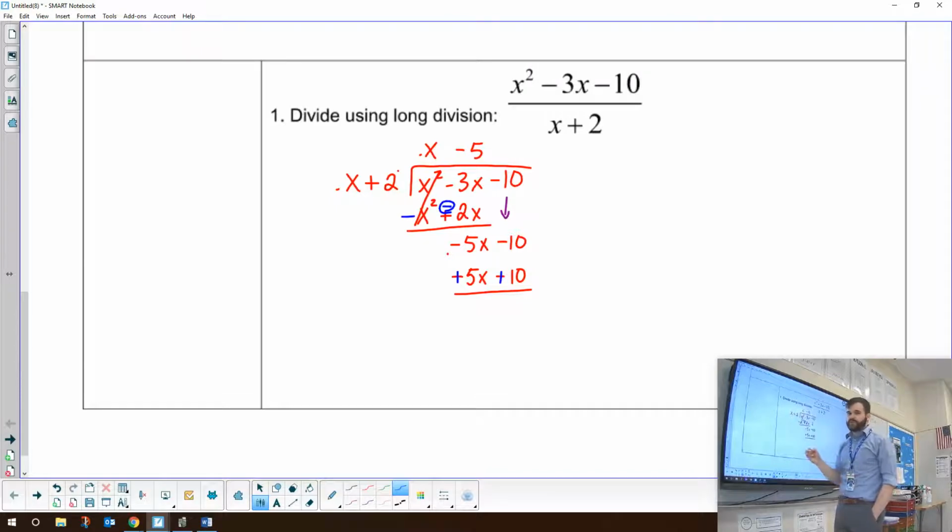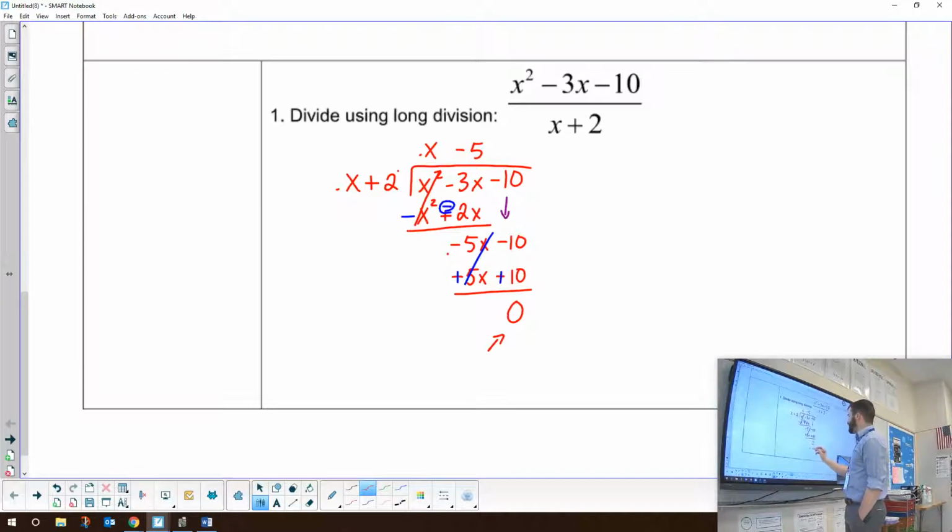Because that's what happens when we minus. We switch the signs of everything. So we switch the signs, now I can subtract. So negative 5x plus 5x cancels. Negative 10 plus 10 is 0.